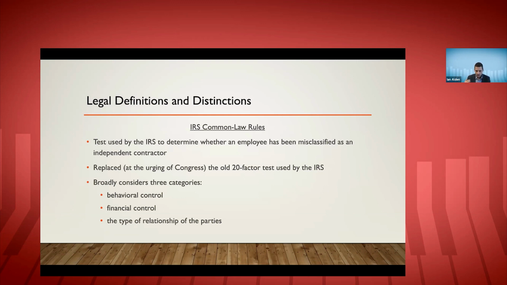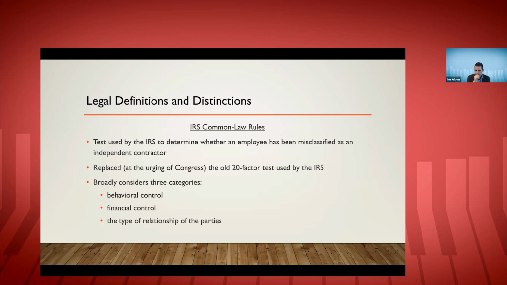So the IRS cares mostly because employees care. If you're a misclassified employee, you're getting the short end of the stick tax-wise. So this is the test that the IRS uses when someone raises a claim of misclassification, or when they do their own independent audit and decide there's been some misclassification.